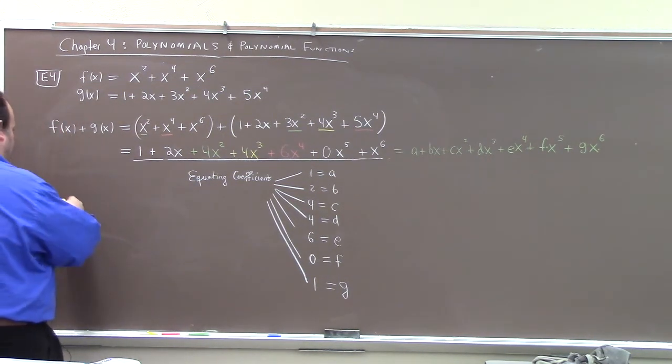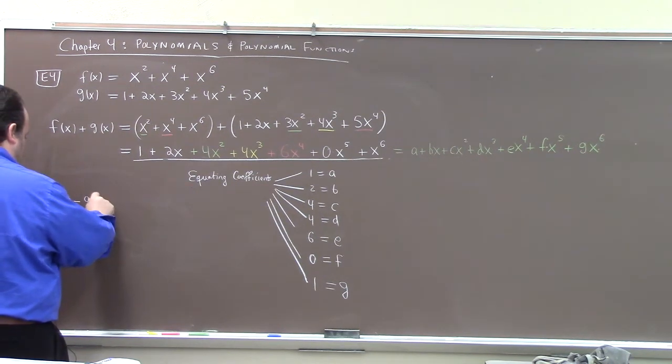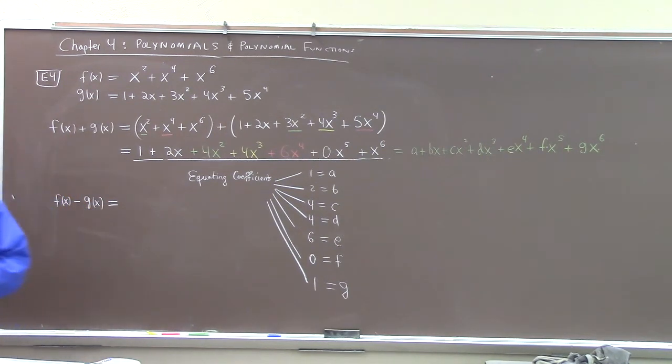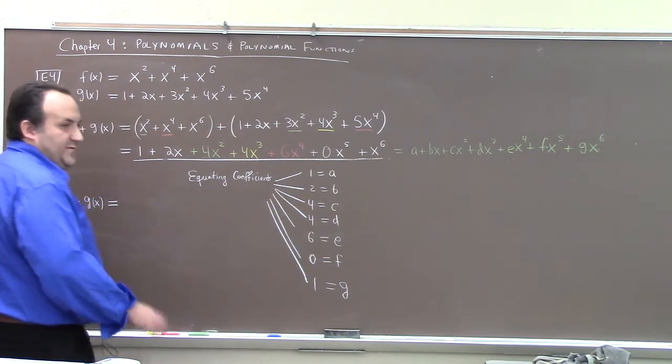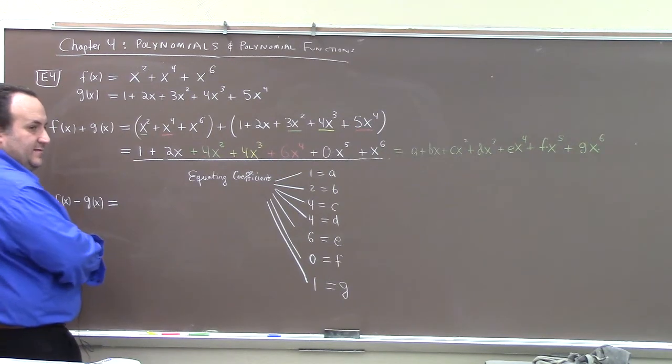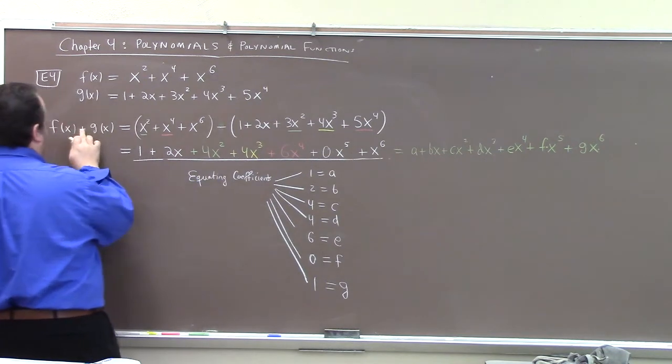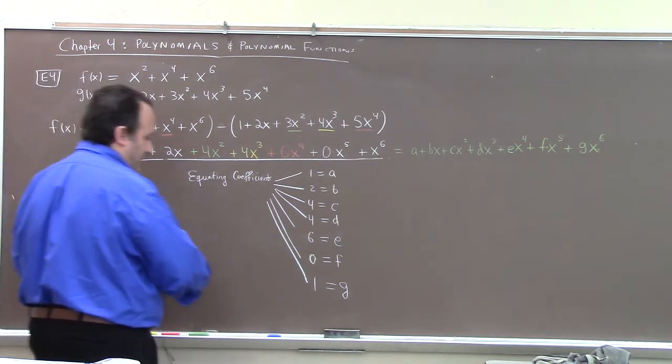Now, what if you wanted to subtract the polynomials? What would it look like? What would f of x minus g of x look like? I'll let you catch up with my scribbling. What if we take f of x minus g of x? What would that look like? So if I can erase everything I just did, I can just put a minus here instead. Same idea, basically.